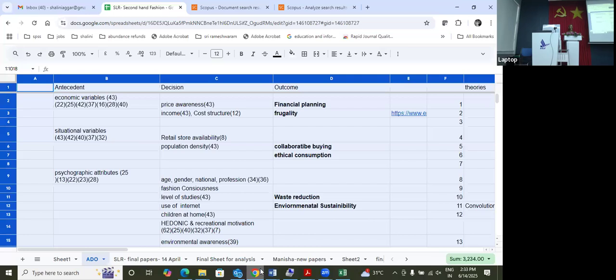You have just to see there is a particular topic that is with you. So let's say second-hand fashion or second-hand clothing. What are the main factors that are impacting a person to buy second-hand clothes? So, yes, economic variables, situational variables, psychographic. What all is included in psychographic attributes? Age, gender, national, profession, fashion consciousness. So these are the factors related to the psychographic factors.